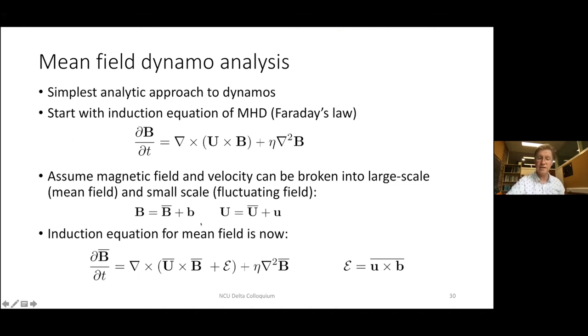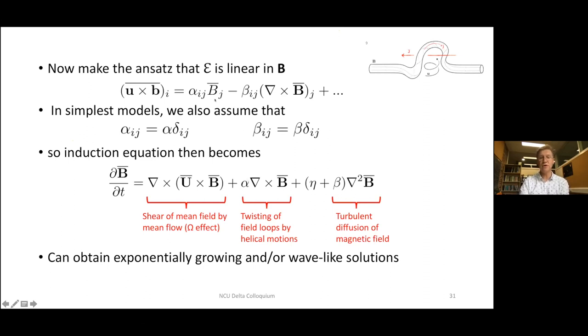And you carry that through the analysis, and what you find is that you can now write an equation for the evolution of the large-scale field, which includes this thing epsilon, a correlation between velocity and magnetic fluctuations. If little u and little b are correlated correctly, then this will give you a term that can lead to the growth of the large-scale field, and it can lead to reversals of the large-scale field. You can get wave-like behavior too. So when you track this through, you end up with an equation like this, a modified form of the induction equation. And now you have these two extra terms that are related to properties of the fluctuations through the so-called dynamo coefficients, alpha and beta.